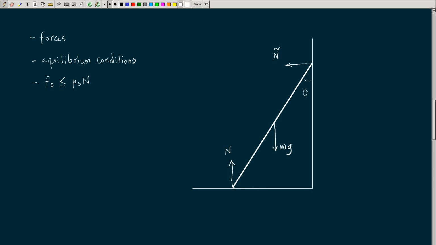Okay. Let's try it here. Fs. This is a static friction, because we assume that this ladder is hopefully at equilibrium and not moving.